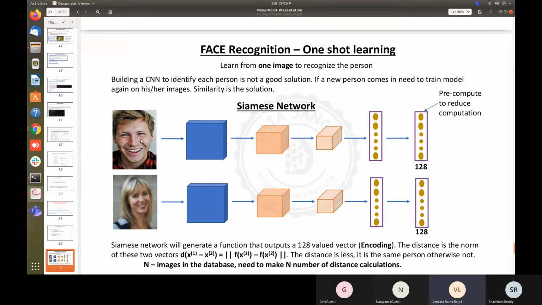I take my picture and run some network to reduce the dimensionality. Then I pass my picture and Girigaru's picture, run the network, and again come to the same dimensionality. My picture and my picture is called a positive example. My picture and Girigaru's picture is called a negative example. I take a positive example and a negative example and run this network and reduce the dimensionality.